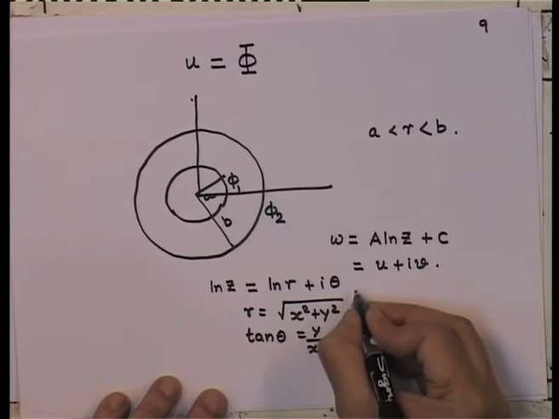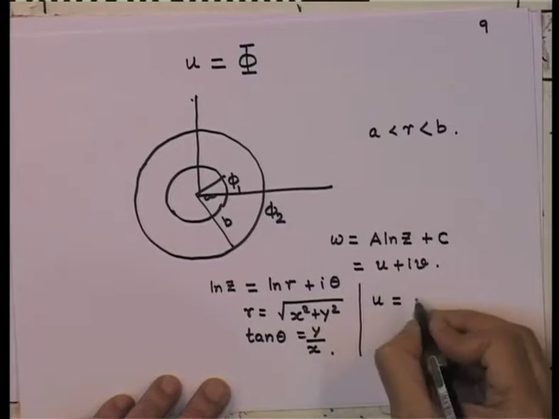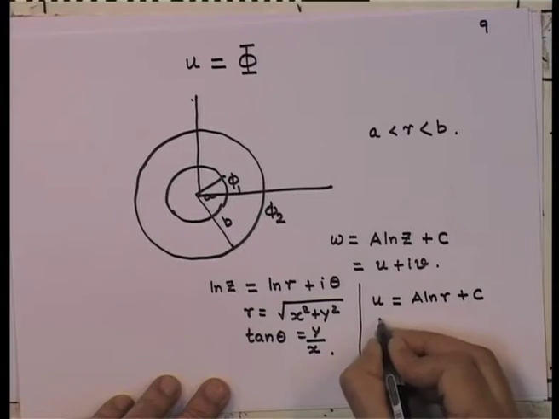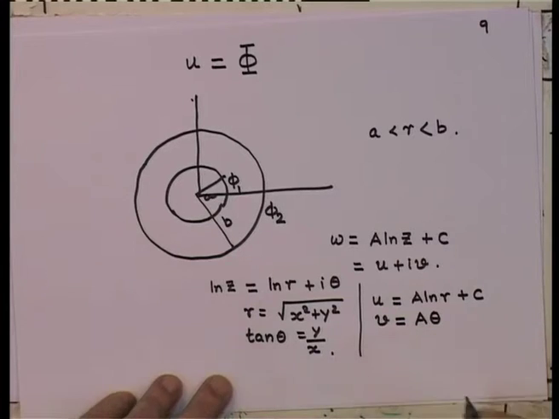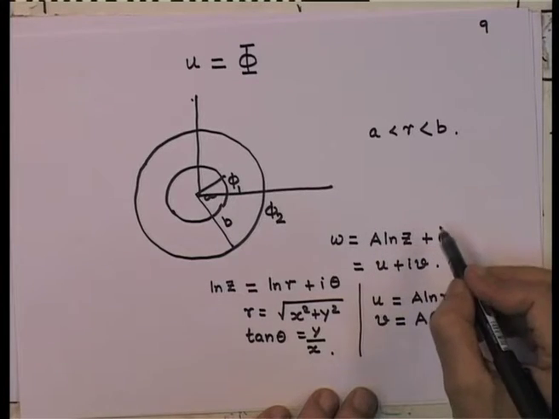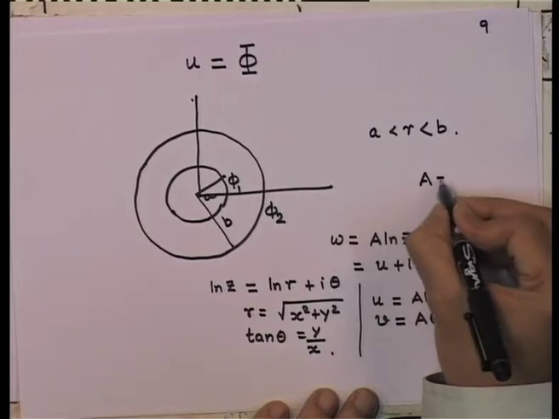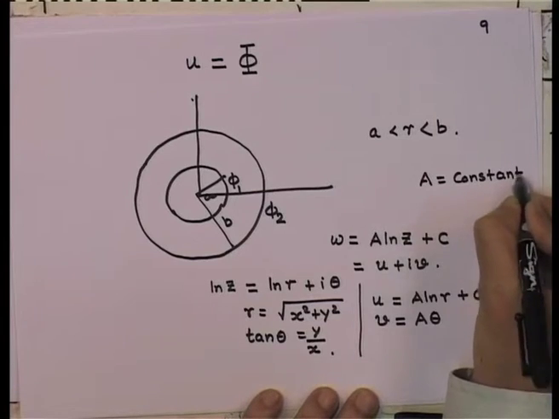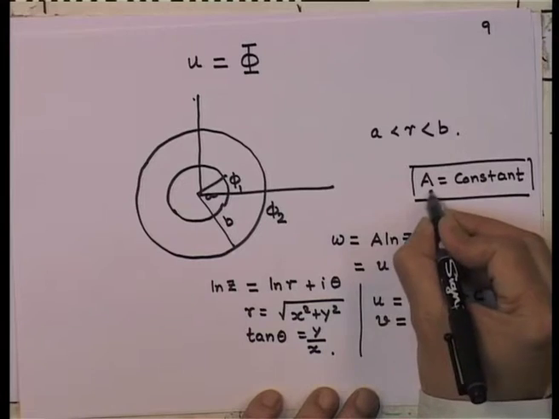So, therefore, I can write u is equal to a log r plus constant, and v of course is equal to simply a times theta. Incidentally, let me say that in this, a is to be taken as a constant and not the vector potential that we talked about a little while back. So, a and c are both constants.